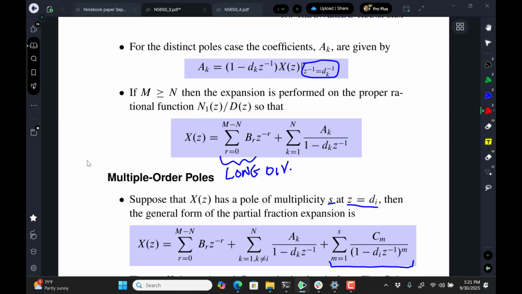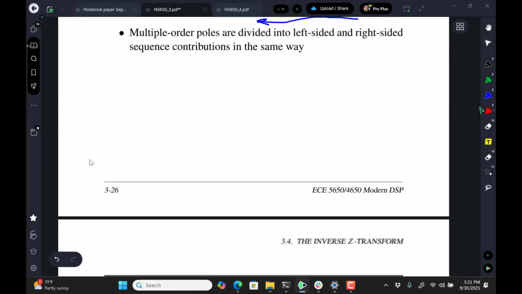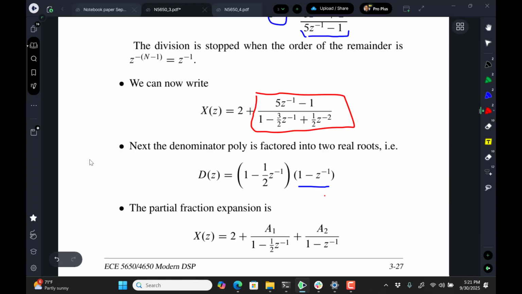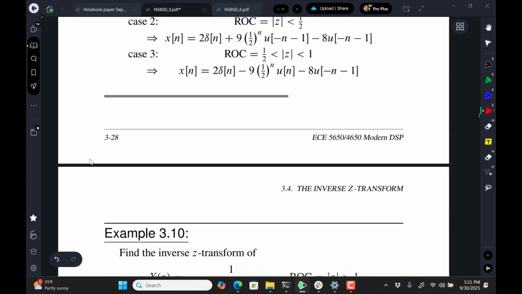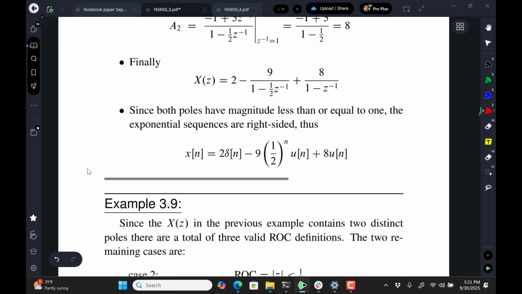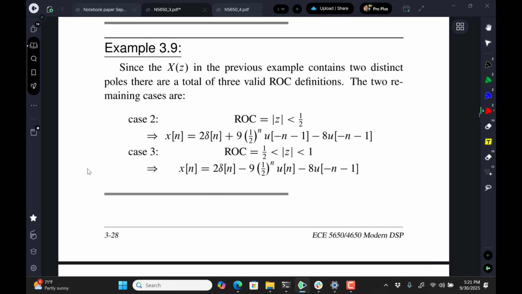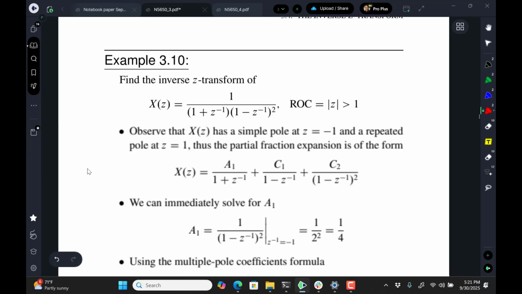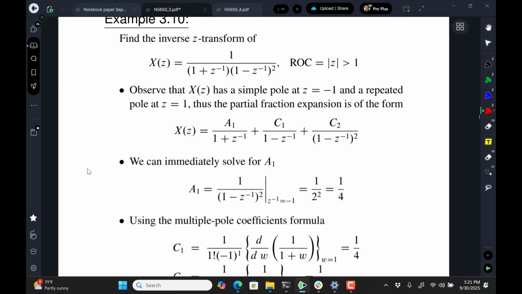Okay, so we made it down through that part. Now we're going to go to the next example, and our next example is a repeated pole. So we have, you got a question? Why does the numerator need to have a lower power than the denominator?